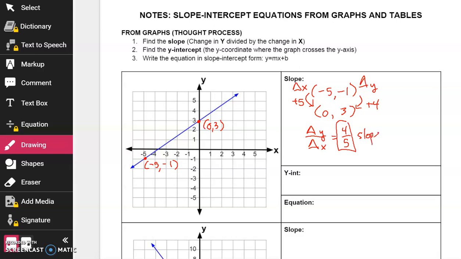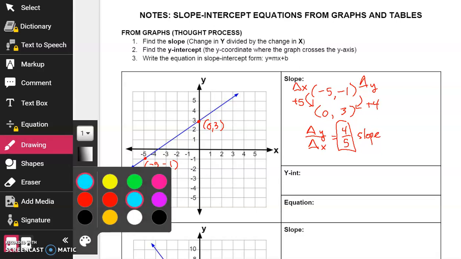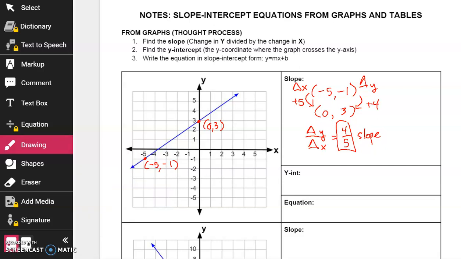Okay, those are my driving directions. It tells me how I get from point to point on my line. Okay, then we have to find the y-intercept. Okay, the y-intercept is just the y-coordinate where the graph crosses the y-axis. Okay, so I'm looking at my graph here, this line, and where it crosses is right here. Sweet, I already used that. This is my y-intercept. Okay, the y-coordinate there is 3, so my y-intercept is 3.